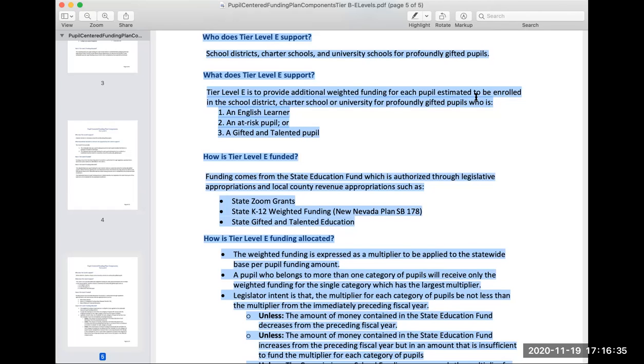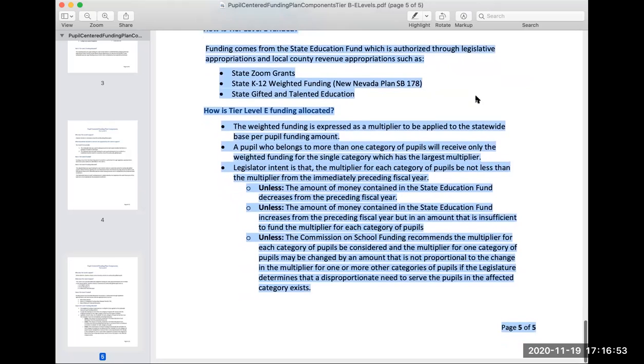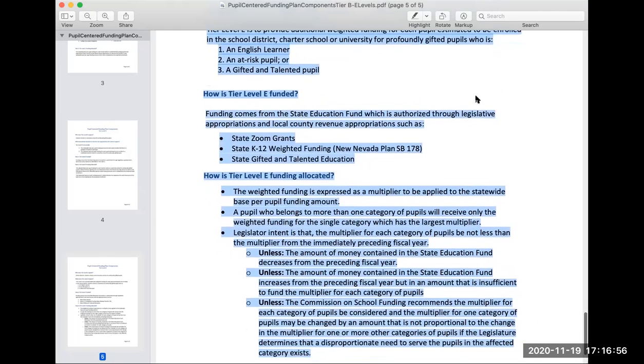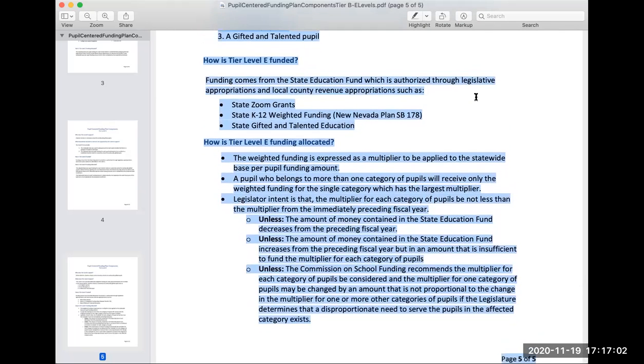What does Tier Level E support? Tier Level E is to provide additional weighted funding for each pupil estimated to be enrolled in the school district, charter school, or university school for profoundly gifted pupils who is: 1. An English learner, 2. An at-risk pupil, or 3. A gifted and talented pupil. How is Tier Level E funded? Funding comes from the State Education Fund, which is authorized through legislative appropriations and local county revenue appropriations such as State Zoom grants, state K-12 weighted funding, New Nevada Plan SB 543, state gifted and talented education.